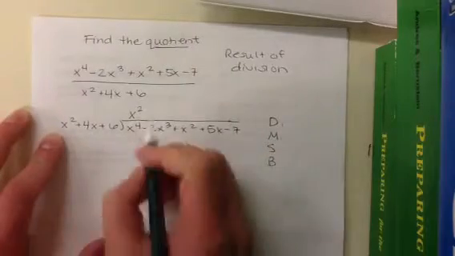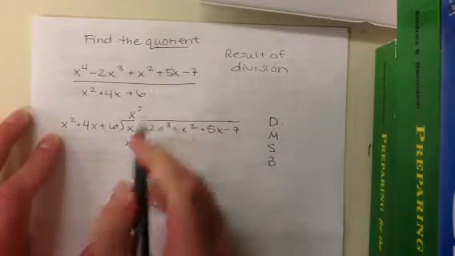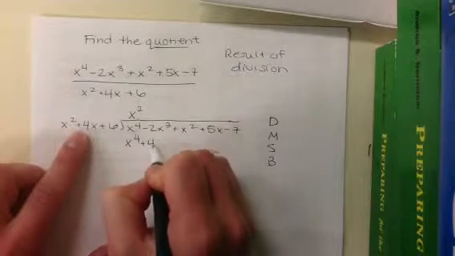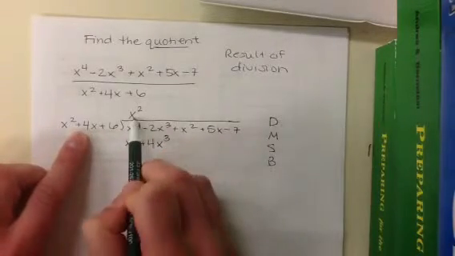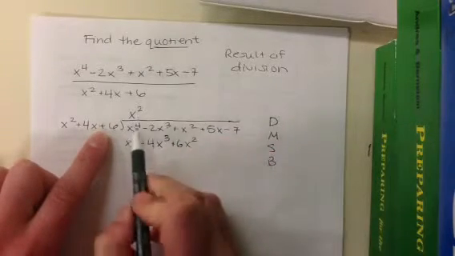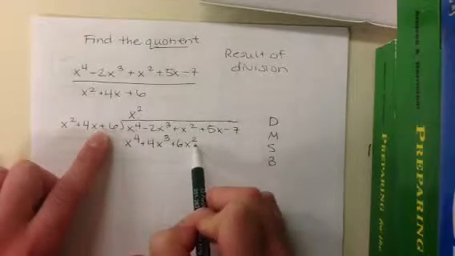X squared times x squared is x to the 4th. X squared times 4x is 4x cubed. X squared times 6 is 6x squared. Notice how my powers line up.